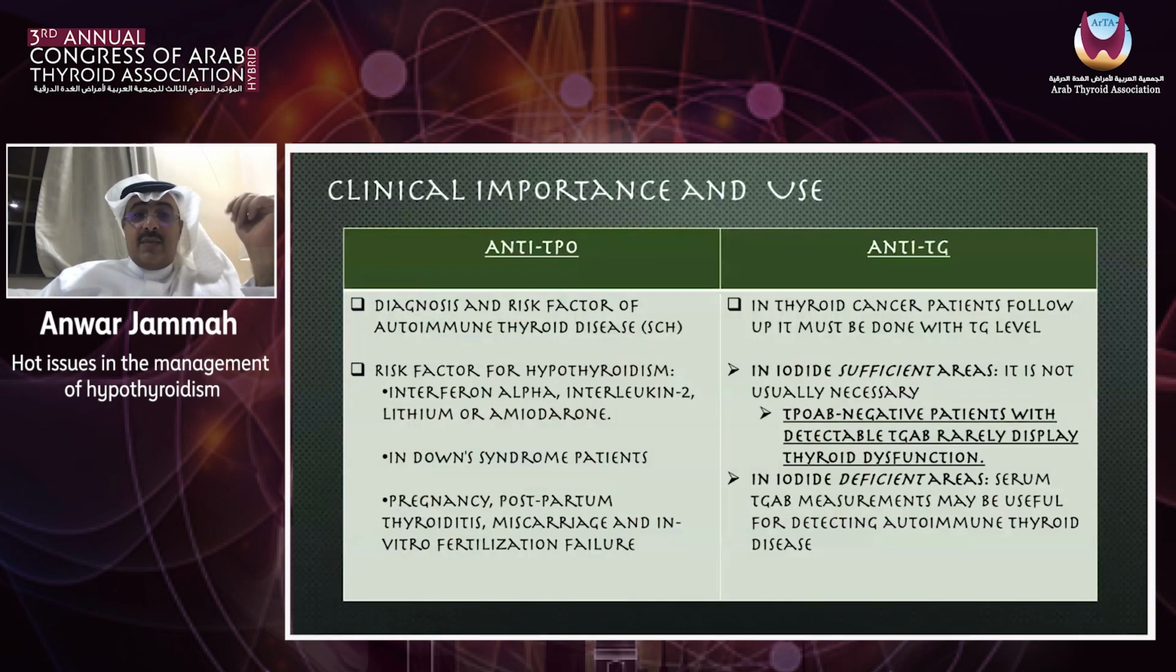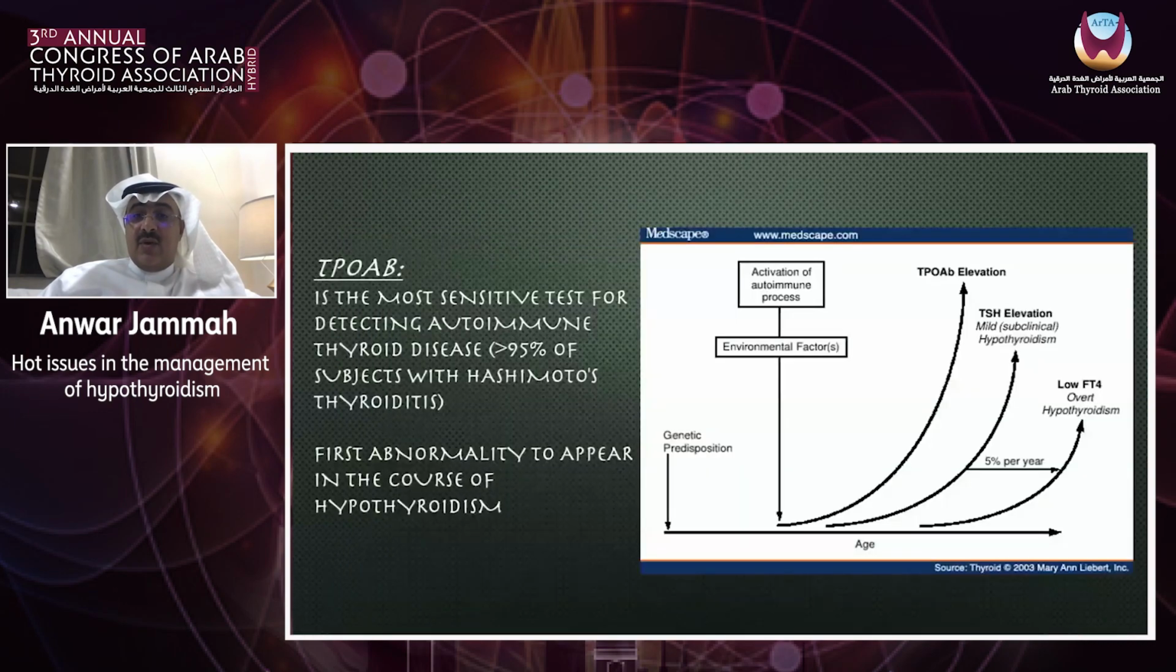So anti-TPO, as I mentioned, is used for diagnosis and assessment of the risk of hypothyroidism in special patients who are on special medication, or have Down syndrome, or pregnancy, or postpartum thyroiditis and so on. For anti-TG, if the TPO antibody is negative and the patient has positive anti-TG, they rarely have thyroid dysfunction. So anti-TPO is the more specific antibody in hypothyroidism.